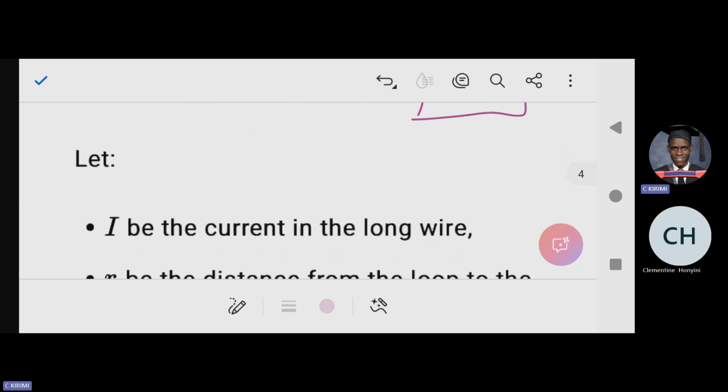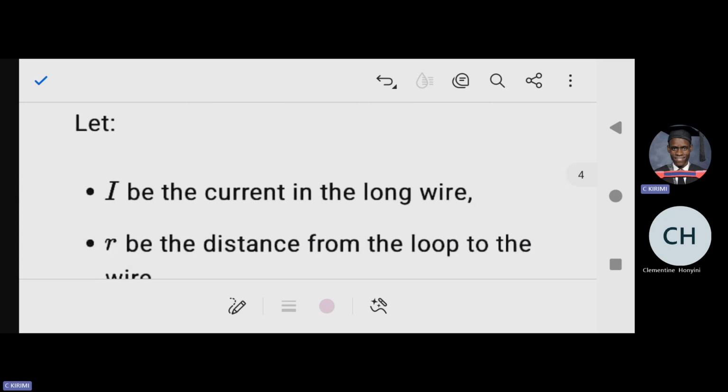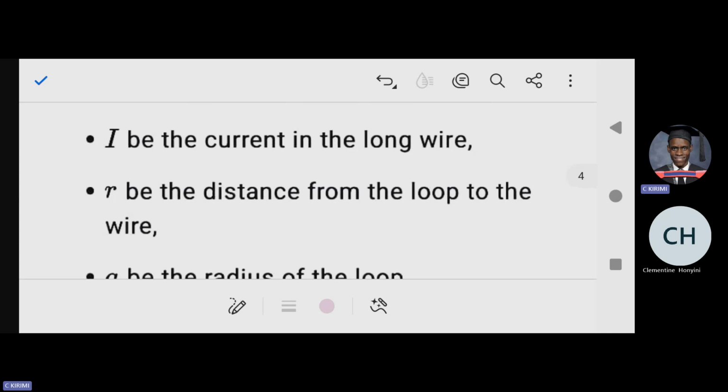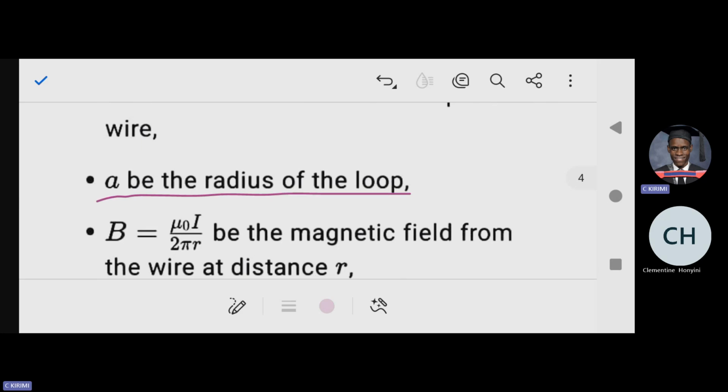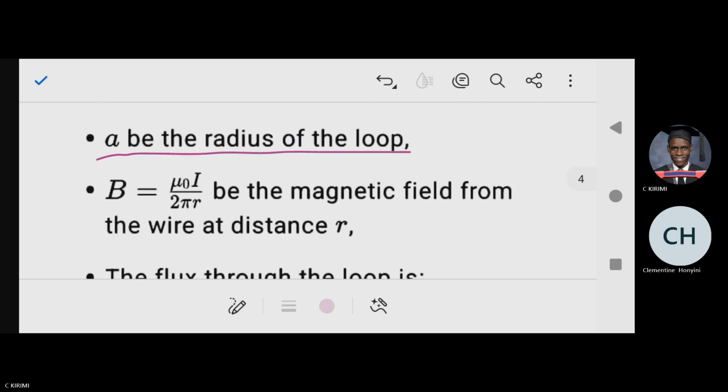So when you're deriving, state your symbols so that we know what I is representing. I will be representing the current in the long wire. R is the distance, or the separation, from the loop to the wire. A is the radius of the loop. Then the magnetic field: electric field is represented by E, isn't it? Then magnetic field is represented by this symbol B.